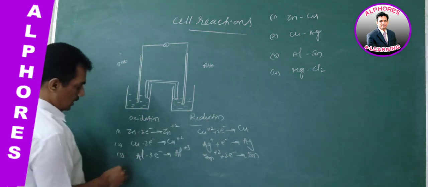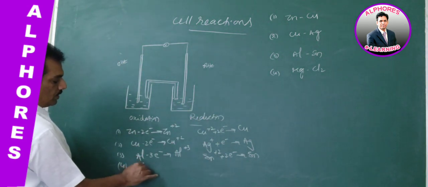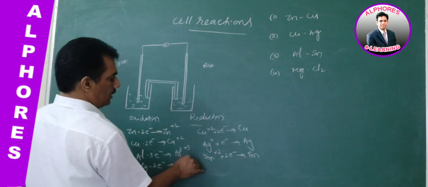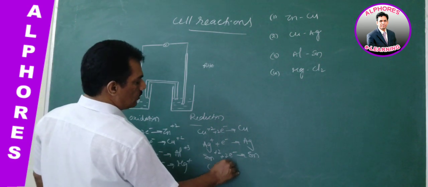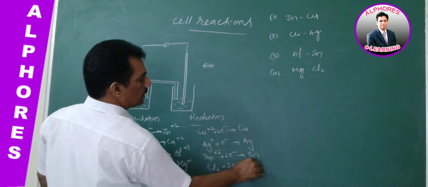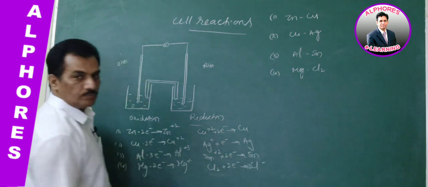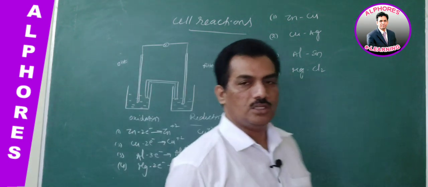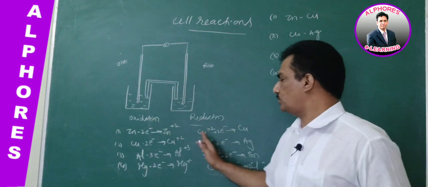And then in the last one, magnesium is ready to release electrons to go for oxidation, and chlorine is ready to get these electrons to form chloride ions. These are different reactions that are assumed to happen at electrodes.